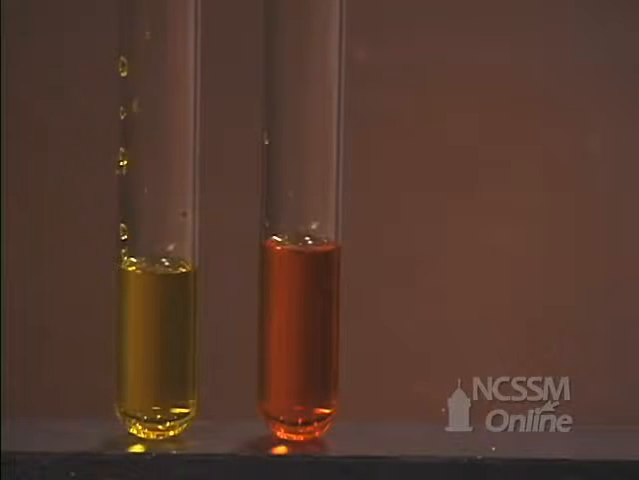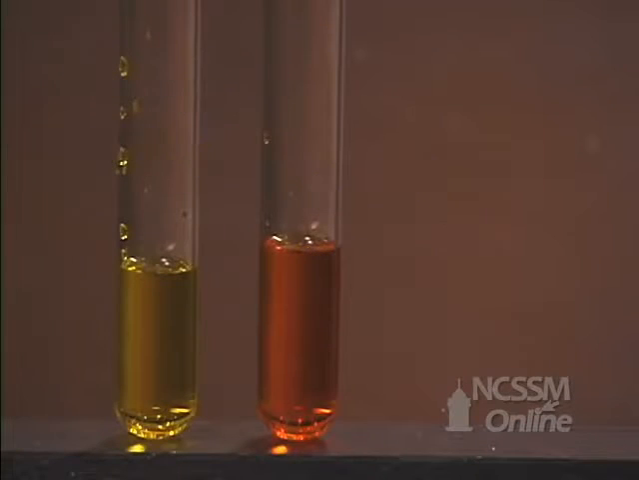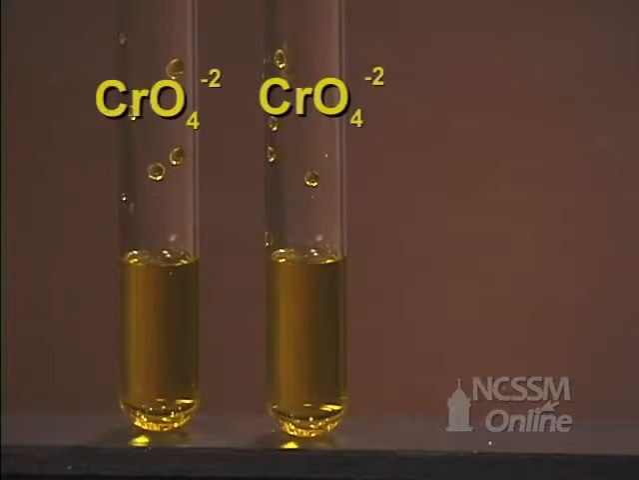We will look at the equilibrium between the chromate ion and the dichromate ion. The chromate ion in solution is yellow. The dichromate ion in solution is orange. We have two test tubes containing a solution of potassium chromate.